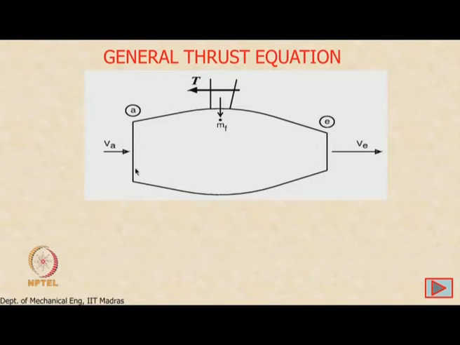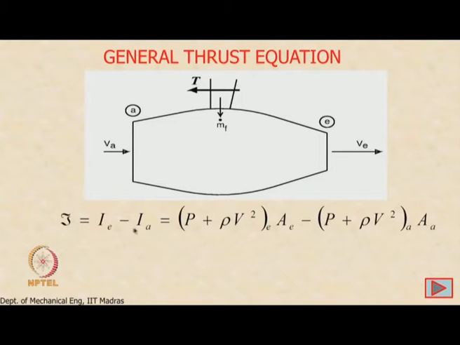So, if you apply the impulse function between these two states, I can calculate the thrust, it is not a problem. Thrust is equal to the impulse function at the exit minus the impulse function at the inlet. If I substitute for this, I get the following. The impulse function is nothing but P plus rho V square times A. This is the impulse function at the inlet, this is the impulse function at the exit.